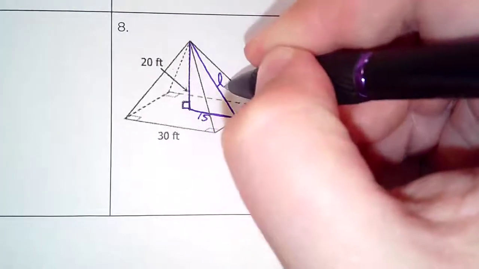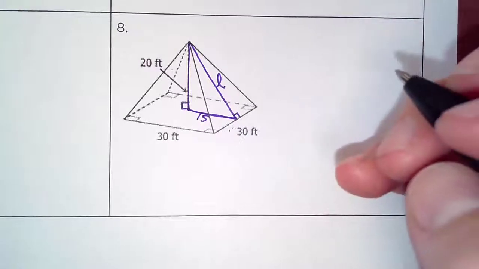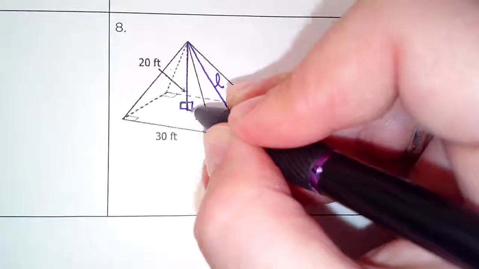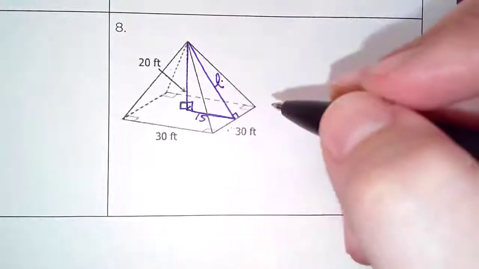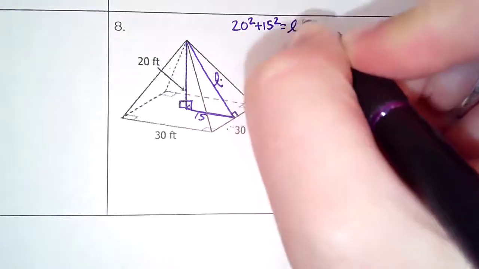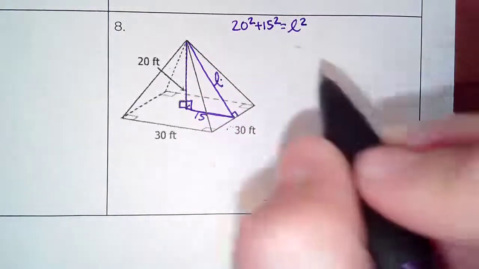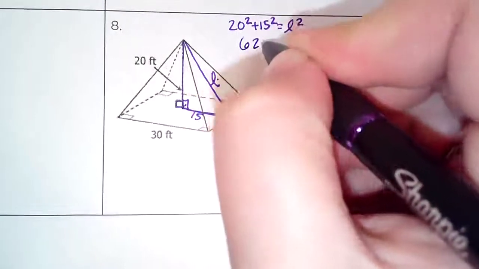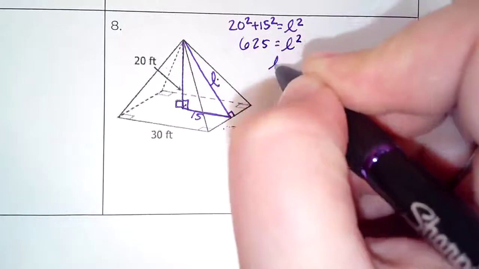I could find the slant height using Pythagorean theorem. This L is across my right angle, so that is going to be the hypotenuse. So 20 squared plus 15 squared equals L squared. So 20 squared plus 15 squared, I think is 625. Yeah. 625 equals L squared, so L is 25.